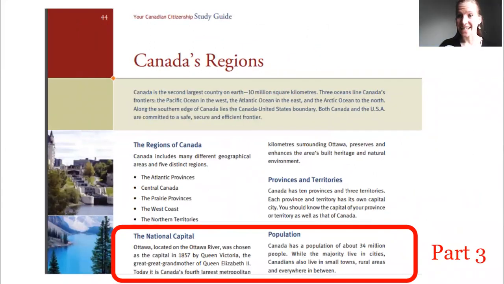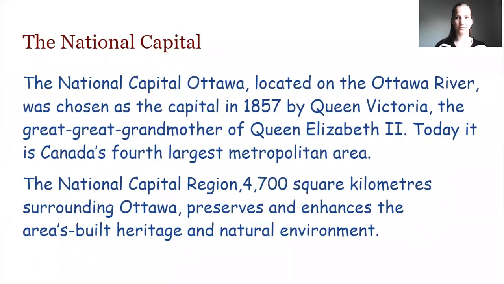Now, today is part 3. We will study the national capital and the population of Canada from Discover Canada Study Guide. The national capital, Ottawa, located on the Ottawa River, was chosen as the capital in 1857 by Queen Victoria, the great-great-grandmother of Queen Elizabeth II. Today, it is Canada's 4th largest metropolitan area.